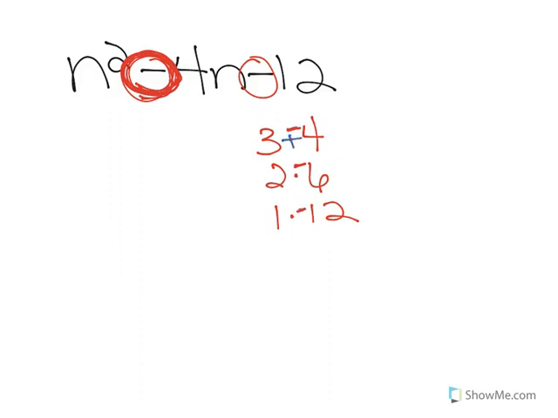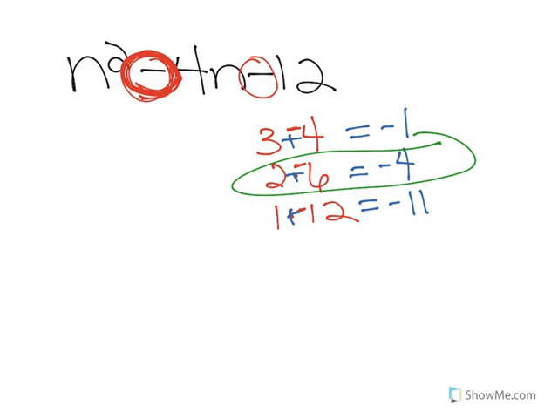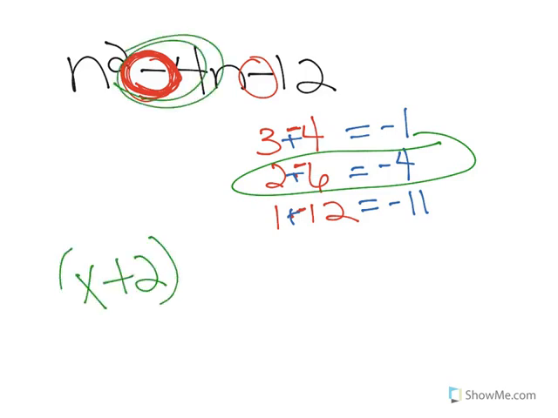So when we add those up, 3 plus negative 4 equals negative 1, 2 plus negative 6 equals negative 4, 1 plus negative 12 equals negative 11. So it looks like this is our winner, because that's what we're trying to get to, negative 4. So we've got x plus 2, x minus 6. So that negative with the 6 becomes a negative or a minus in your binomial.